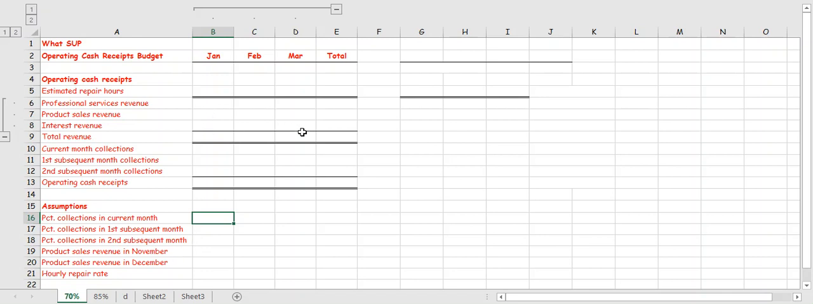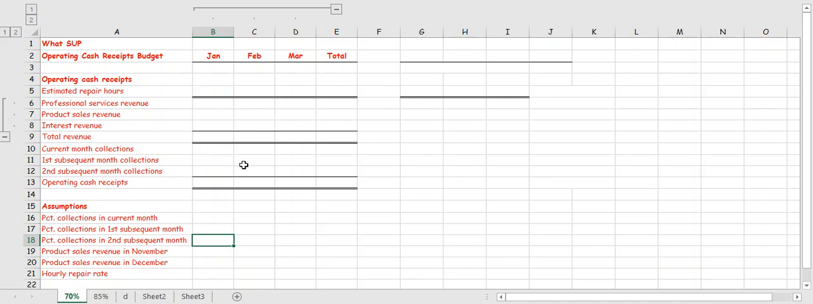So it tells us that 70% is collected in the first month, whatever month we sell it in, January, February, or March. Then the next month we collect 20%, and the next month we collect 10%. So 70, 20, 10. So 70% of our product is collected in January, 20% in February, 10% in March. If we make a sale in February, 70% is collected in February, 20% is collected in March, 10% is collected in April. We make a sale in March, 70% is collected in March, 20% in April, 10% in May.